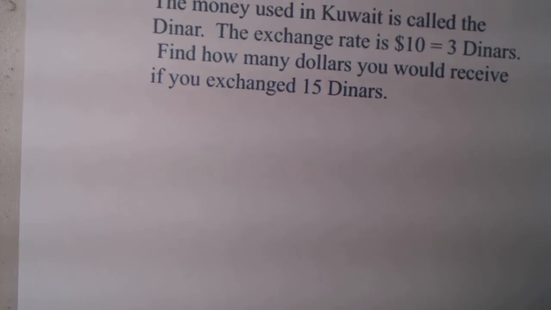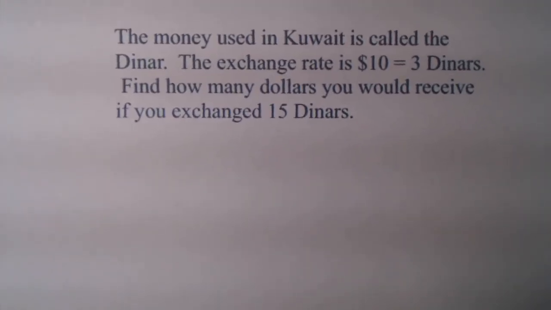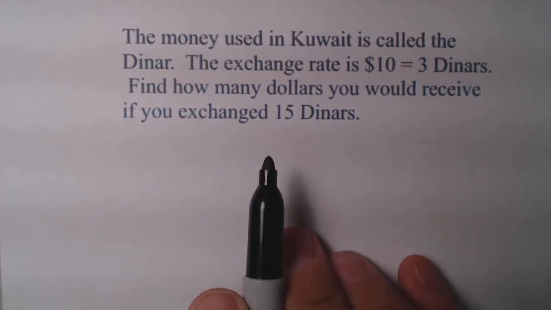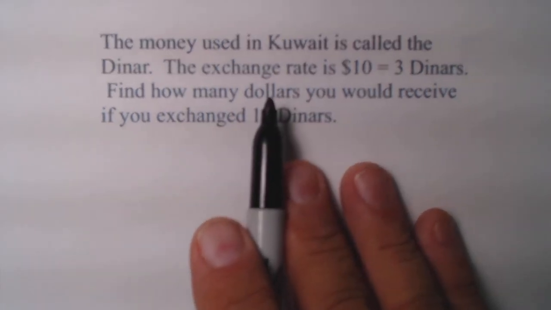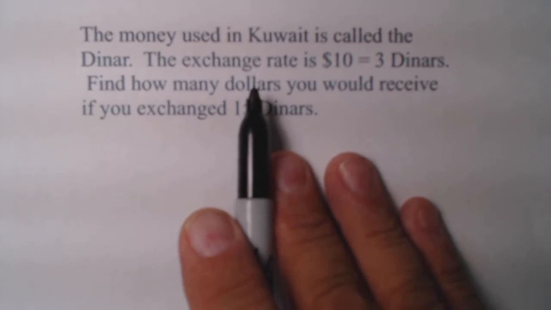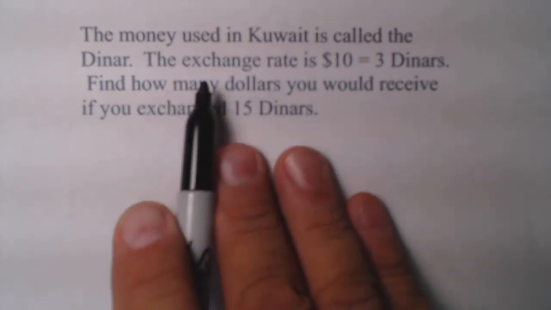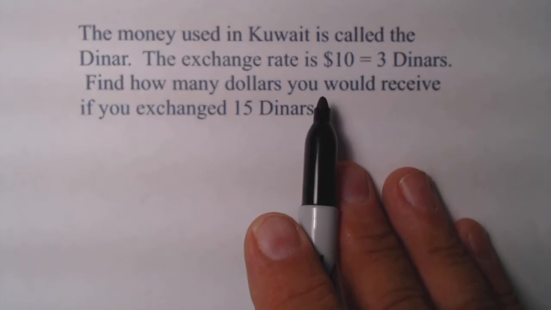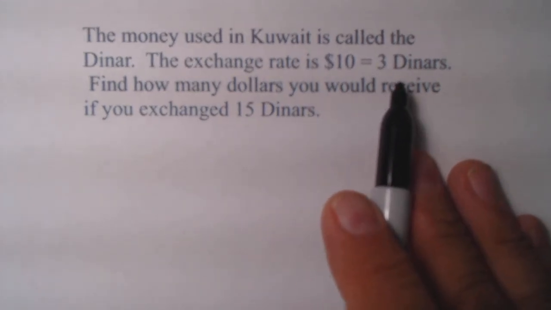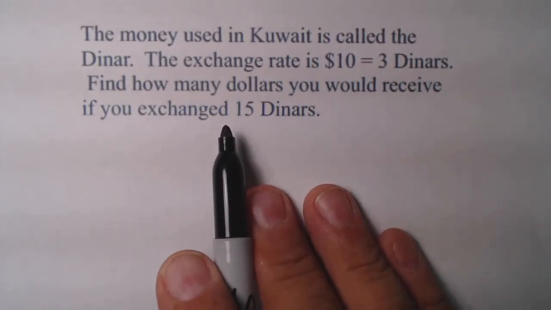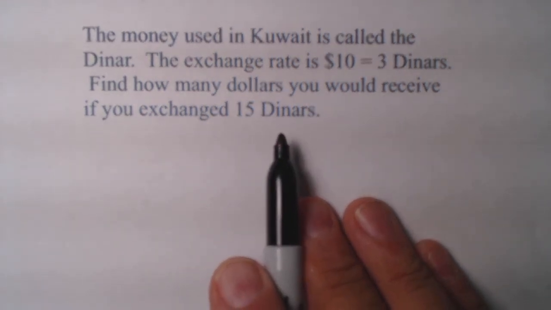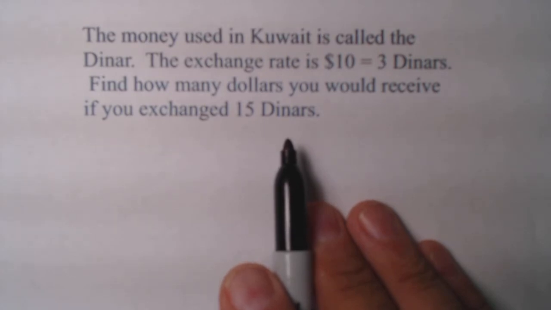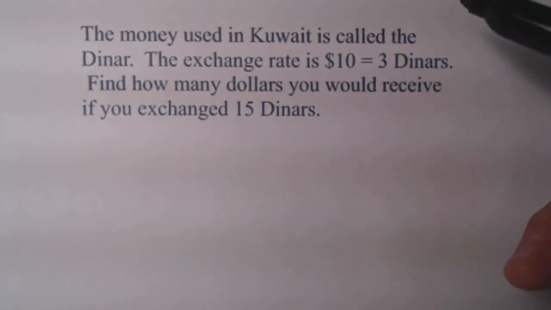Here we go. One of the things is they can be used for monetary conversion. We're looking at some simple examples here to see this. The money used in Kuwait is called the dinar. The exchange rate is $10 equals 3 dinars. Find out how many dollars you would receive if you exchange 15 dinars. Okay, well, the first fraction has to be set up with two things that are both known and relate to each other.